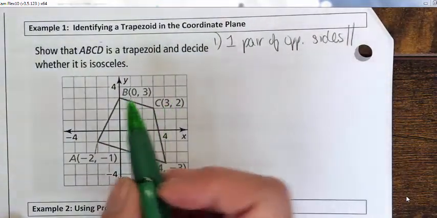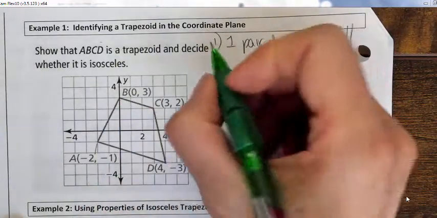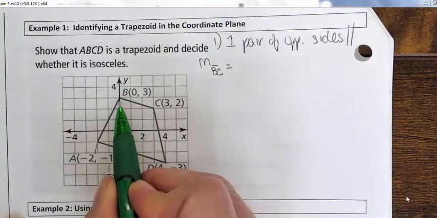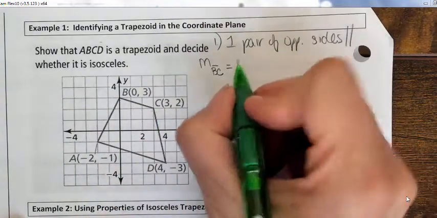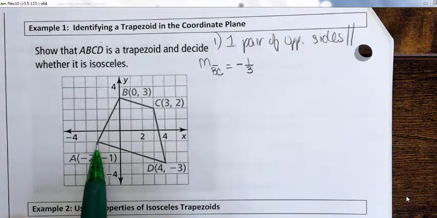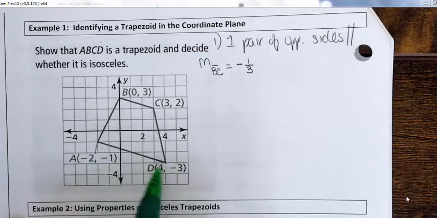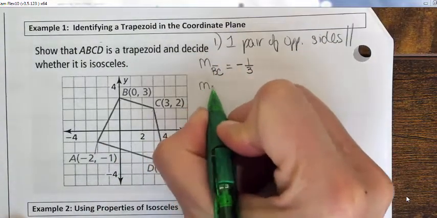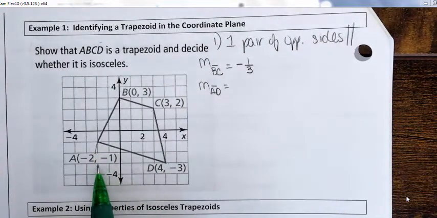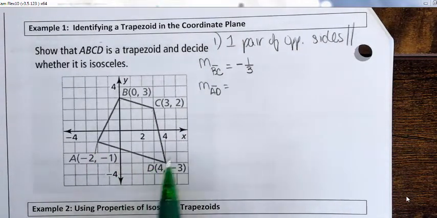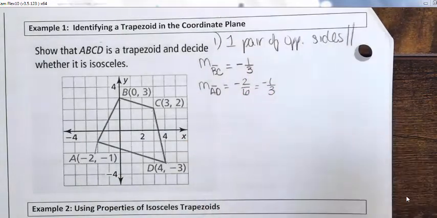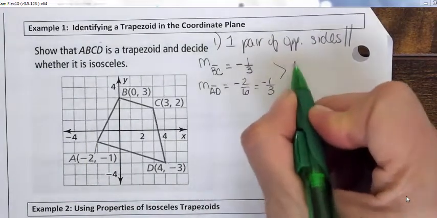Okay, well, let's start with the slope of BC. Since it's already graphed, I'm just going to count. So I go down 1 and over 3. So that's a slope of negative 1/3. Then I would think that it would potentially be parallel to AD. So let's see. The slope of segment AD, go down 1, 2, and over 1, 2, 3, 4, 5, 6. Well, isn't that the same as negative 1/3? So it looks like these two are going to be parallel.